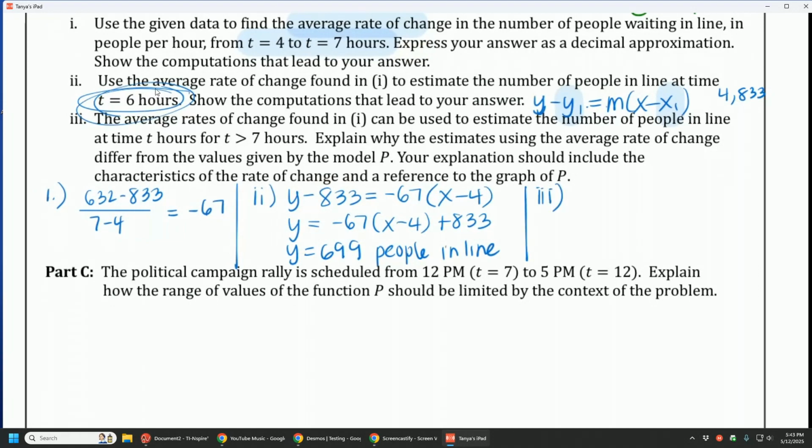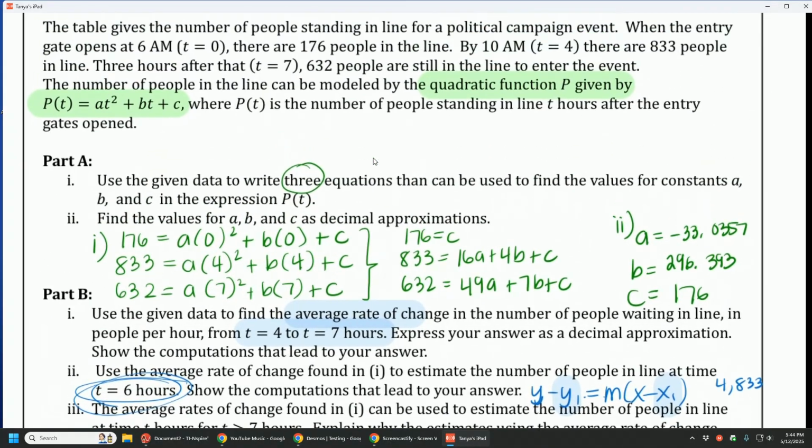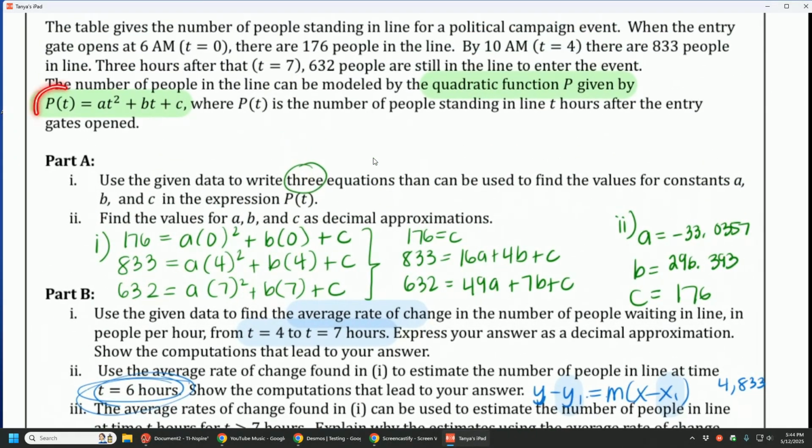Okay, and then now the third part. The average rates of change found in 1 can be used to estimate the number of people in line for t hours for t is greater than 7. Explain why the estimates using the average rate of change differ from the values given by model P. Your explanation should include characteristics from the rate of change and reference the graph of P. Okay, so model P is this one up here. And remember, we found numbers for A, B, and C, so we can go ahead and plug those in.